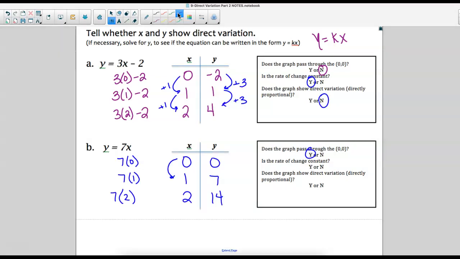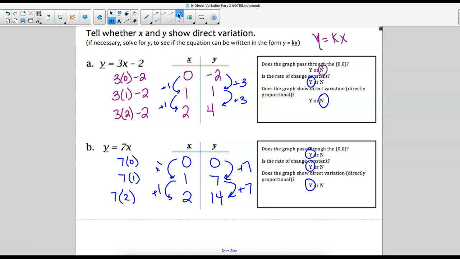Goes up by 1, up by 7. Does that happen again? Up by 1, up by 7. So I would say yes, it's constant. So is it direct variation? Yes. Okay, it goes through 0, 0. It is constant, so yes, it's direct variation.